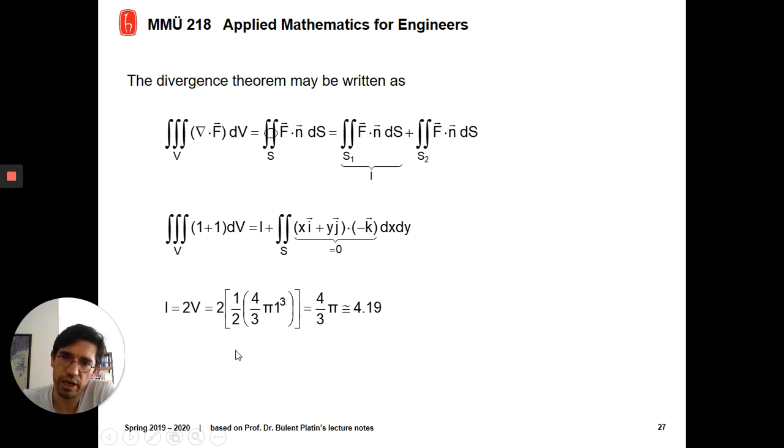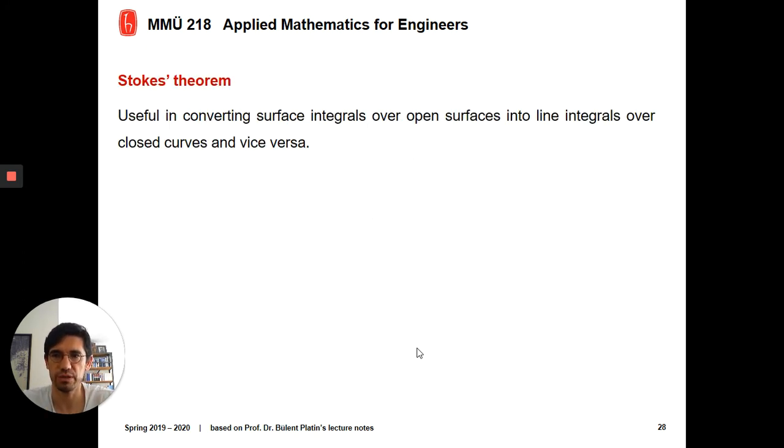And for 2V, I know that the sphere's volume is by definition 4 over 3 pi r cubed, and taking half of that, I'm going to end up with my integration value in that field. That's basically the flux of my field from that surface, right? That's what the surface integral is about.